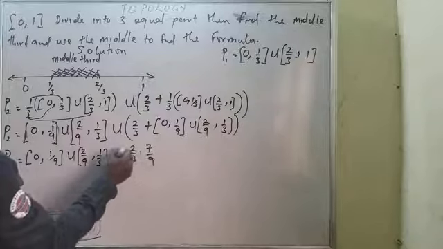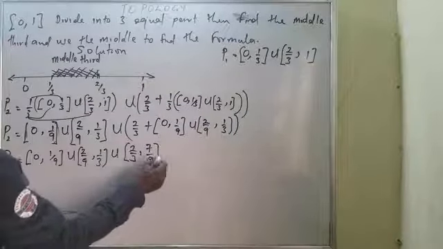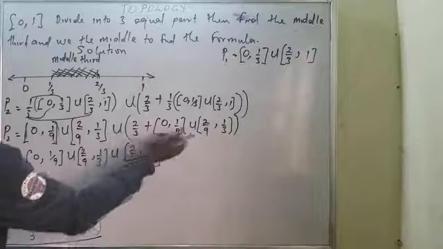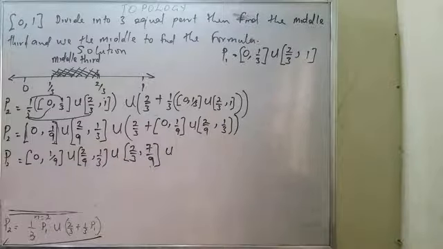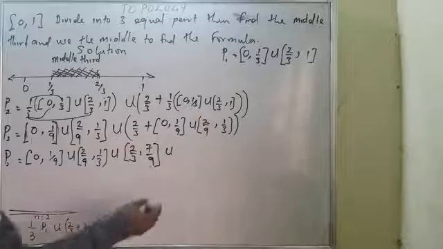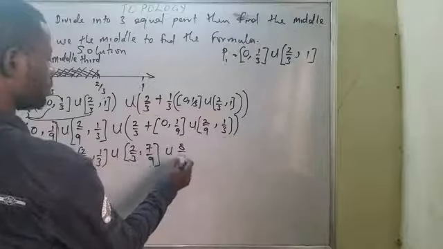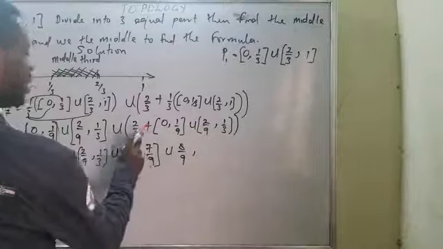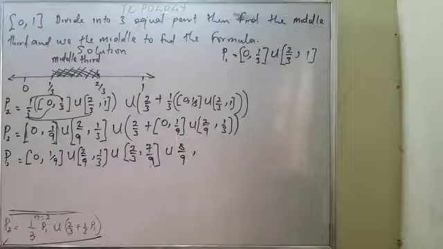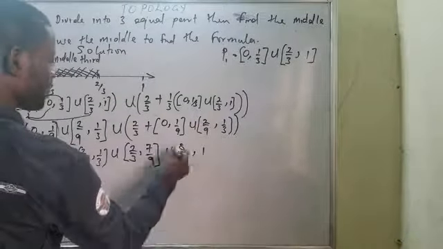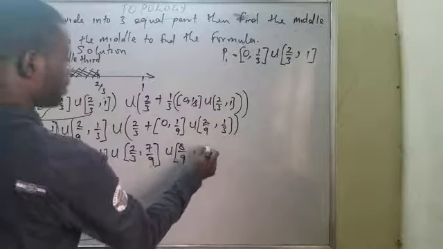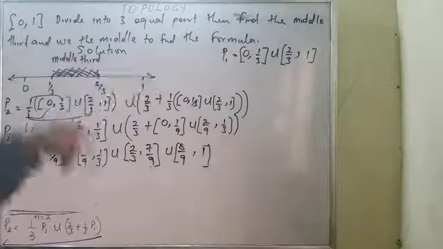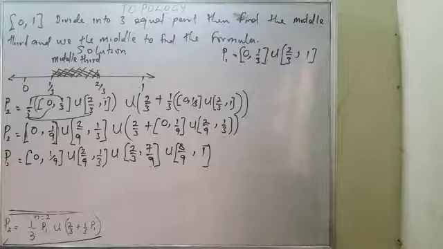All over 9, comma, junior. This plus this also will be 8 all over 9, comma, this plus this will be 1. Normally, the last is always 1. And now, that is my P2. It means my P2 is equals to this.